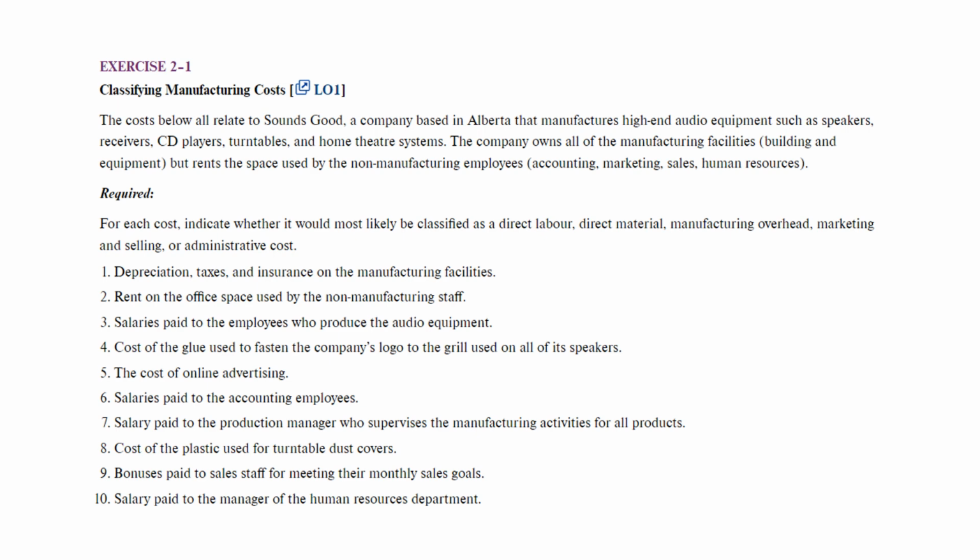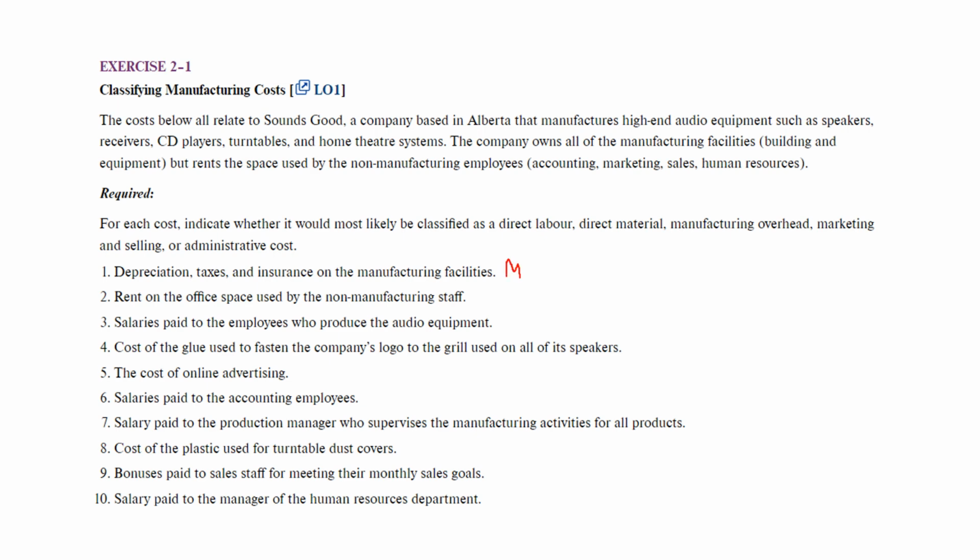So the required is, for each cost, indicate whether it would most likely be classified as a direct labor, direct material, manufacturing overhead, marketing and selling, or administrative cost. So let's work through all of these together. So the first one, depreciation, taxes, and insurance on the manufacturing facilities. So this one is going to be manufacturing overhead.